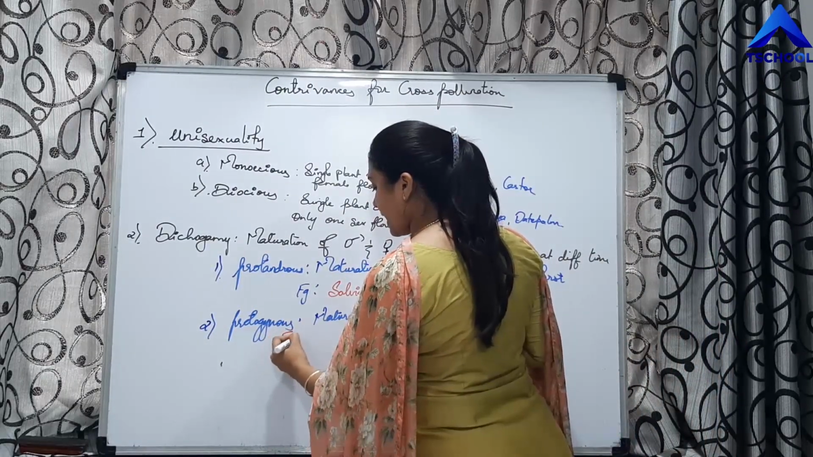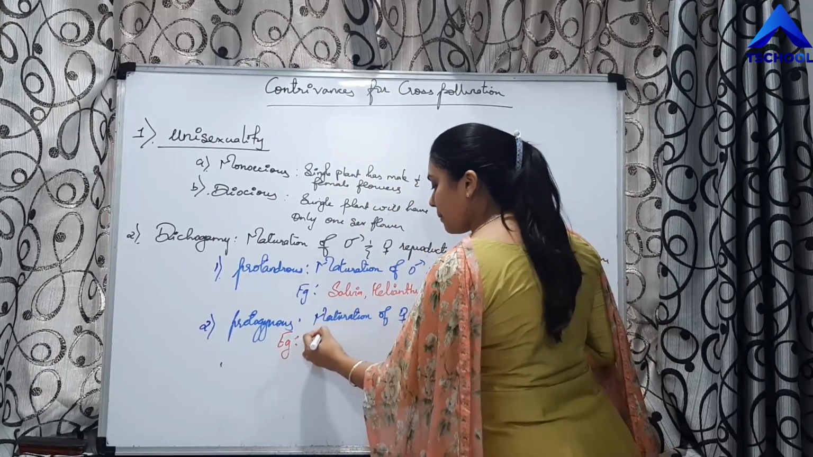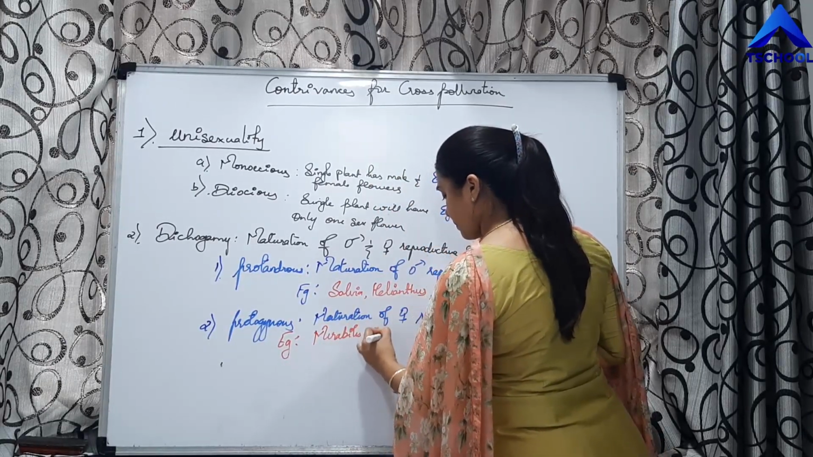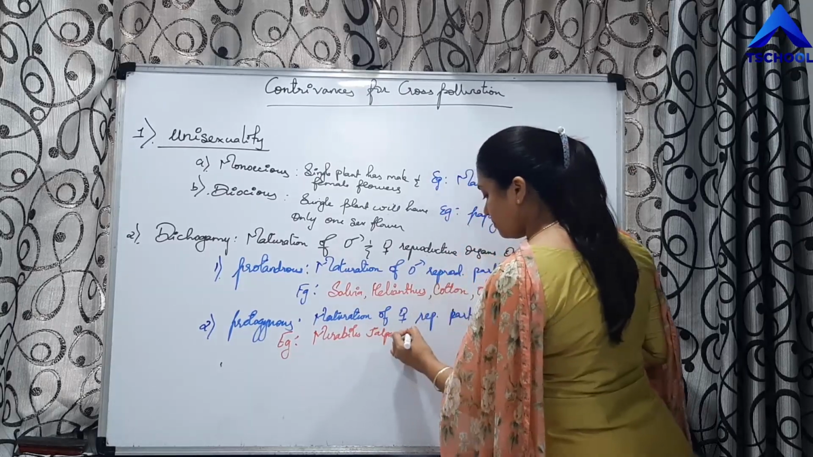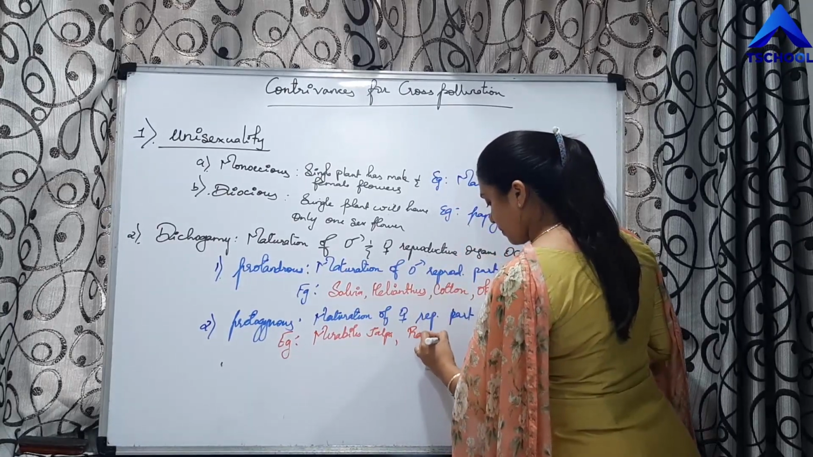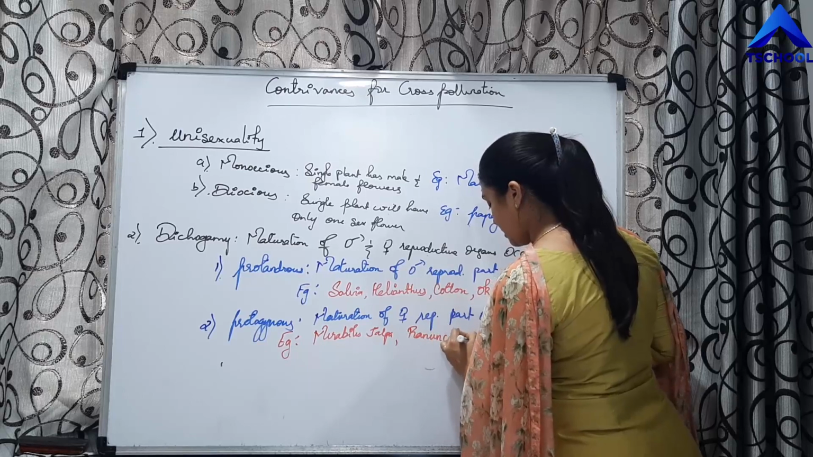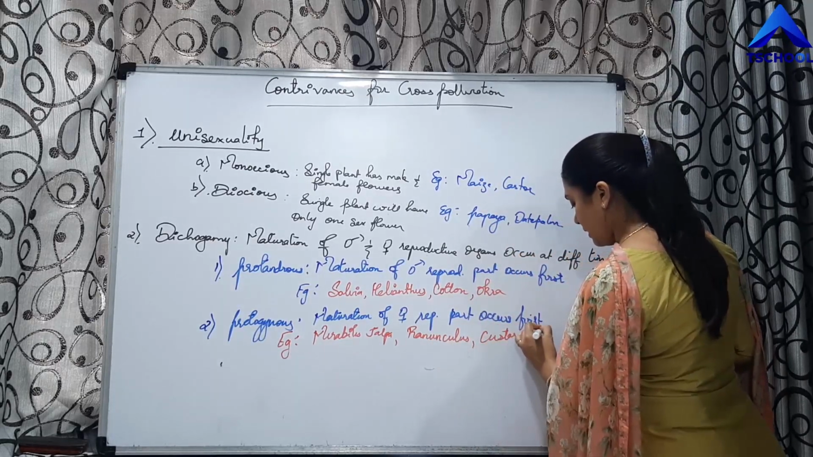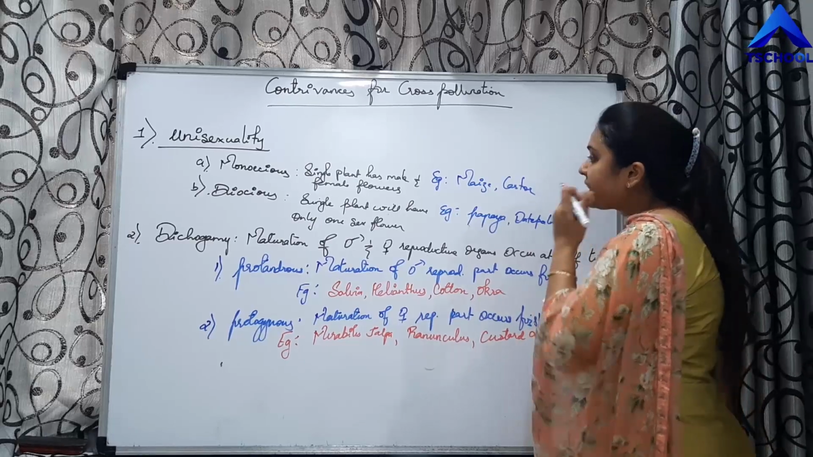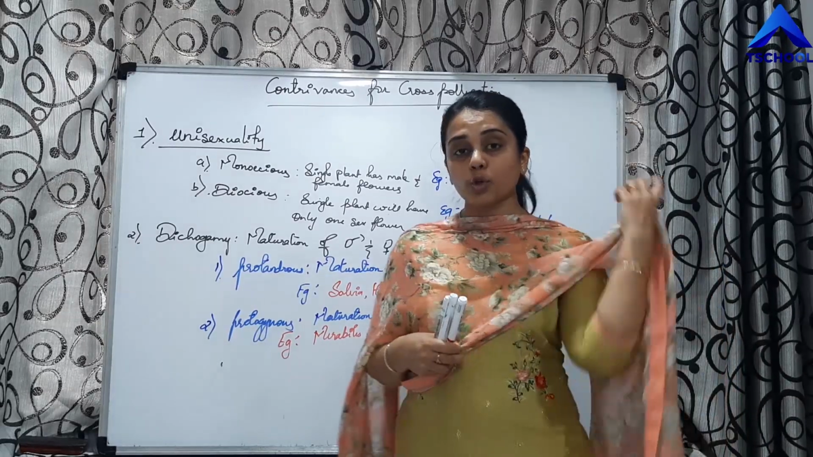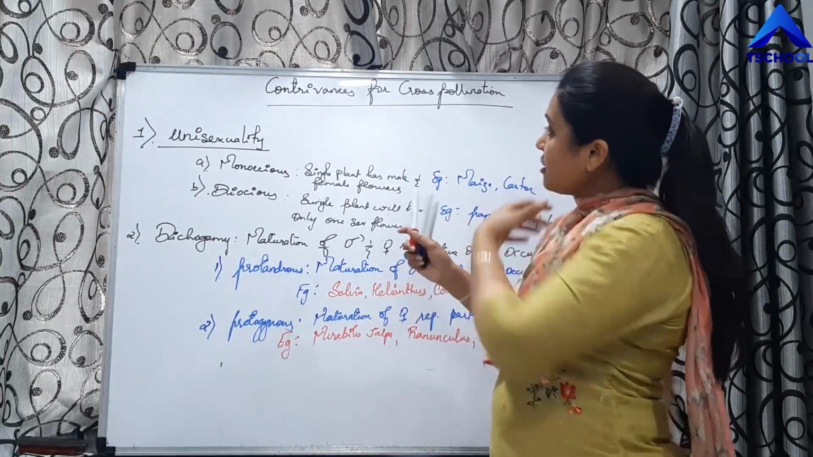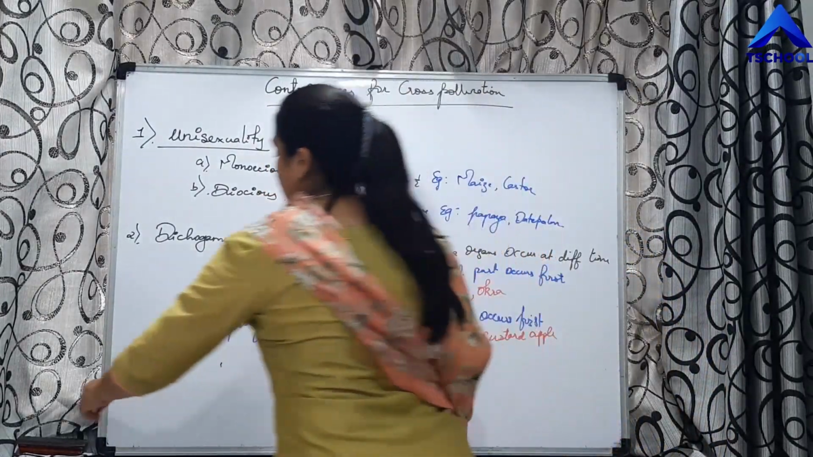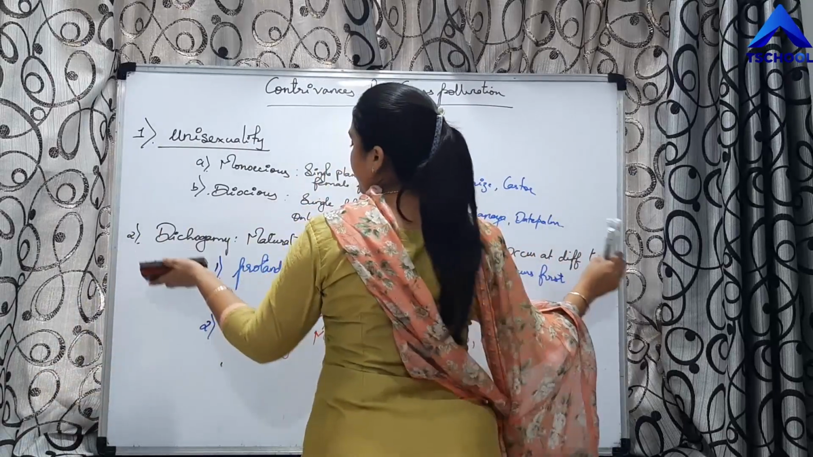Examples of protogynous flowers are mirabilis, jalpa, ranunculus, custard apple. Right? These are the examples of protogynous flowers. Right? So these are the contrivances for cross-pollination. Then the next contrivance.